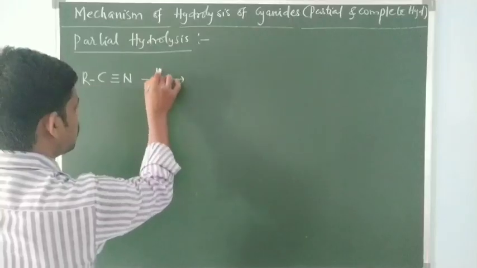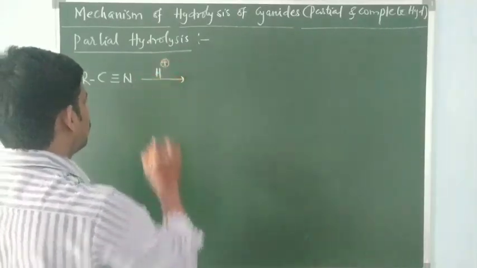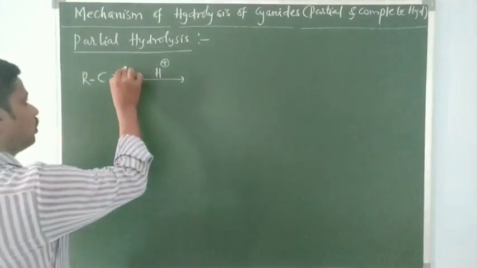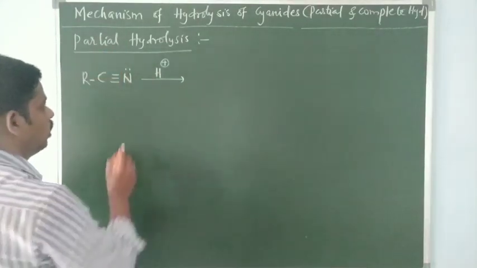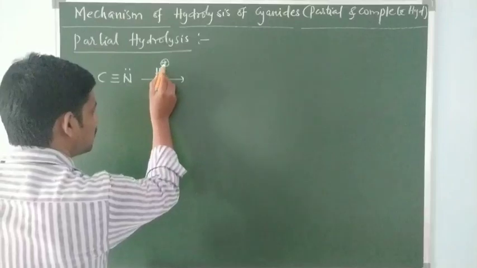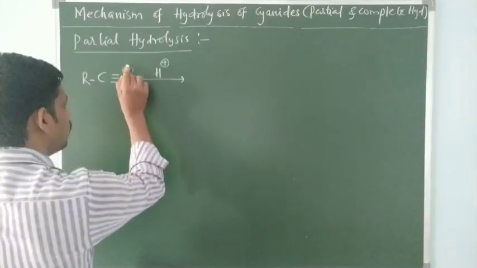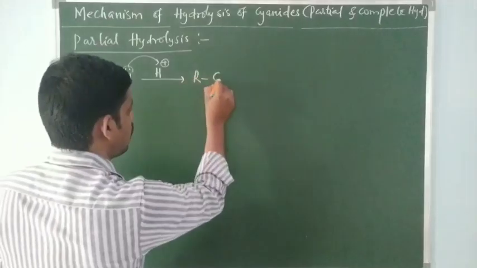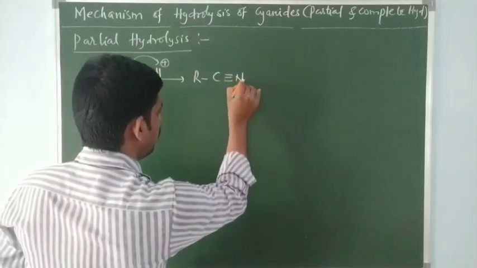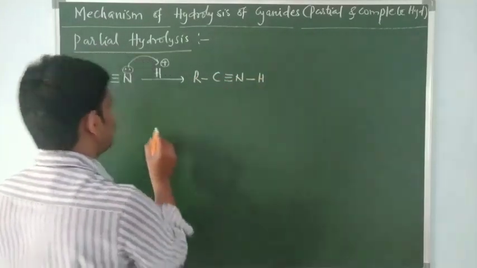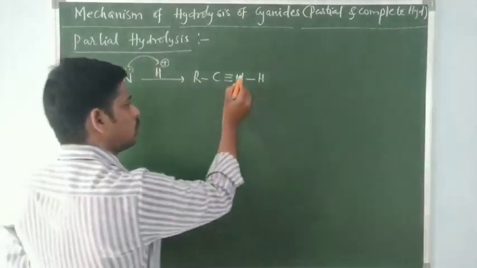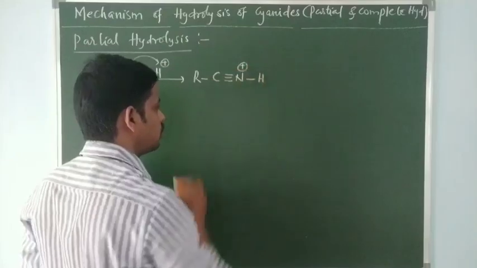This reaction takes place in the presence of acid. You can also call it an acid hydrolysis reaction. Now here on the nitrogen there is a lone pair and H plus is electron deficient. Nitrogen donates electrons to H plus, so that we get RC triple bond N with a new bond formed between nitrogen and hydrogen. Nitrogen donated electrons, so nitrogen gets a positive charge.